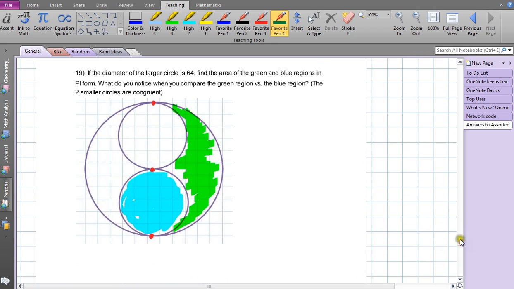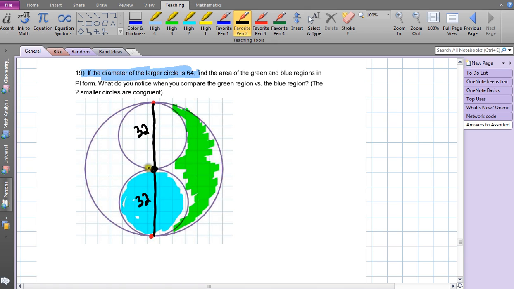This is a beautiful picture where we have a larger circle and then 2 smaller congruent circles, and we're going to try to find the area of the green and blue regions in here. And the only clue they tell us is the diameter of the larger circle is 64. So let's just draw that in. Well, if that's 64, hopefully you can recognize right away that this would be 32, and that would be 32.